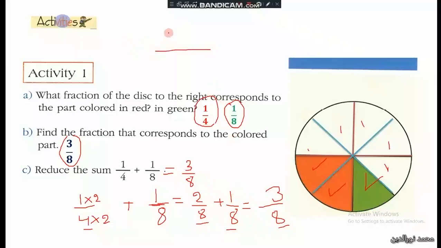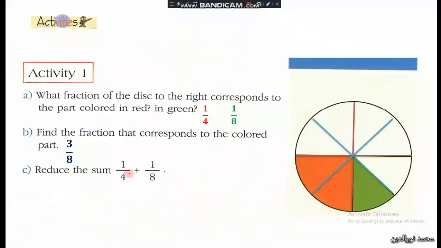Notice that I write 2 plus 1. I am adding the numerators together and we keep the denominator, which stays 8. And it becomes 3 over 8. So this is the way I can add two fractions. First they must have the same denominator, and then we add the numerators together and we keep the denominator.